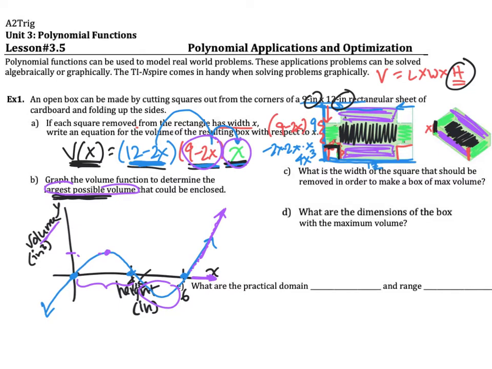You can't have two negative dimensions in there. So the only portion of this graph that is going to be useful to us, so the practical domain and practical range, have to come from this section right here. So my domain is only going from 0 to 4.5. I'm excluding both of those because I don't want a volume of 0. And my range is going to go from a volume of 0 to whatever I get.